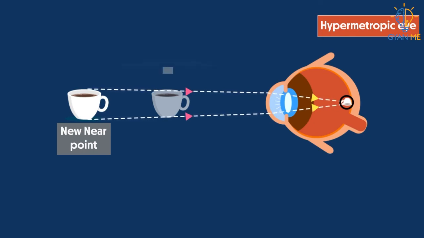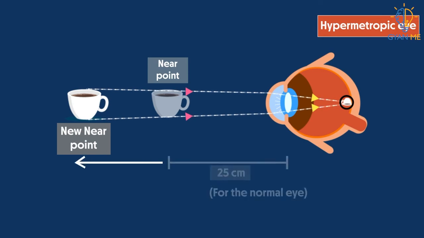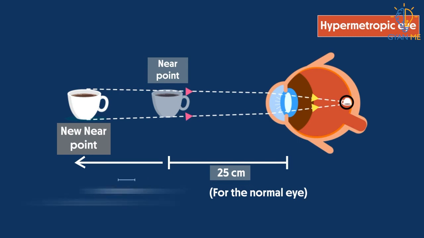The near point shifts away. A person with hypermetropia should be anywhere between 25 cm and 40 to 60 cm.